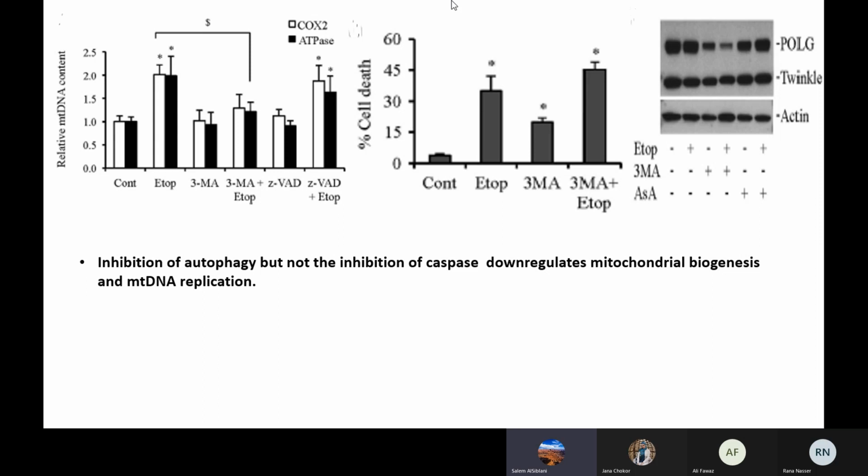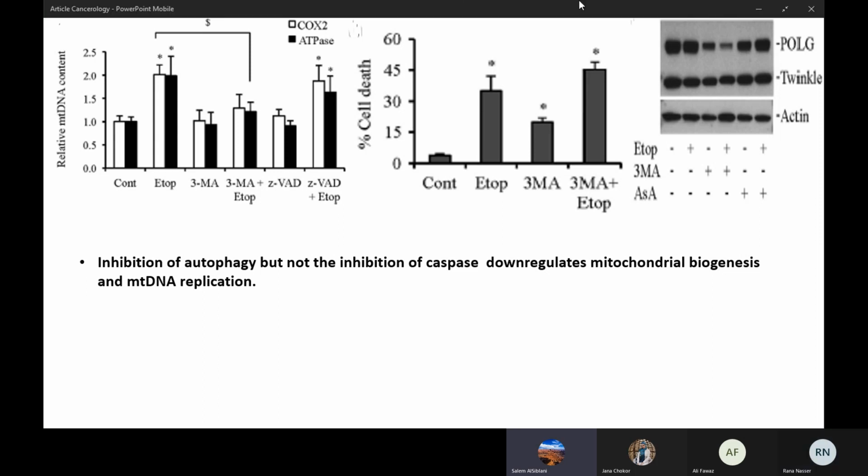Hello, I'm Salim, and I'll be presenting the experiments that were used for the investigations of these agents. In this experiment, we tested the roles of autophagy and caspase on mitochondrial biogenesis. We applied experiments using one inhibitor for autophagy and one inhibitor for caspase. The results of Western blot, to the right side of the screen, showed lower levels of POLQ and TWINKLE upon the inhibition of autophagy activity, but not the caspase activity, noting that POLQ and TWINKLE are mitochondrial DNA polymerases. So inhibition of autophagy, but not caspase, downregulates mitochondrial biogenesis.